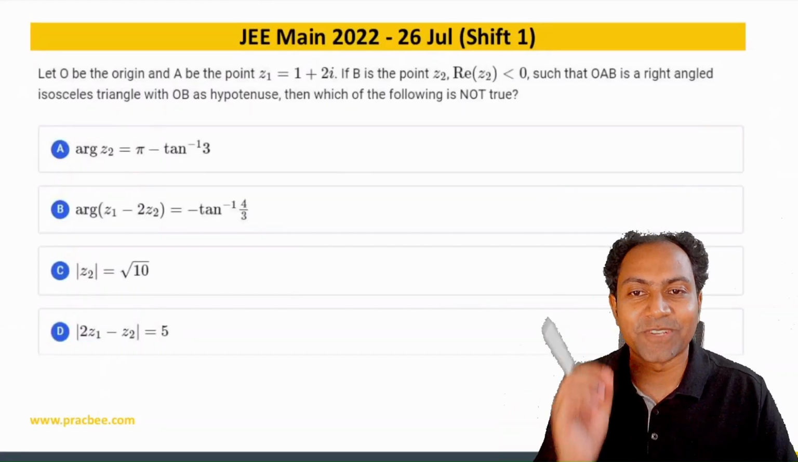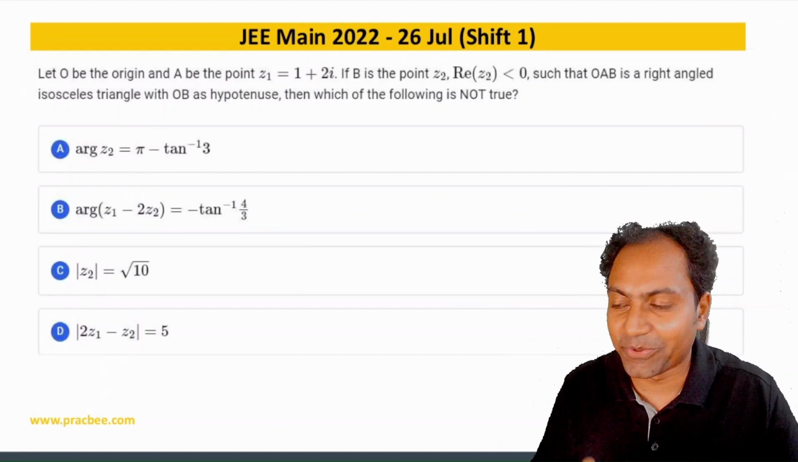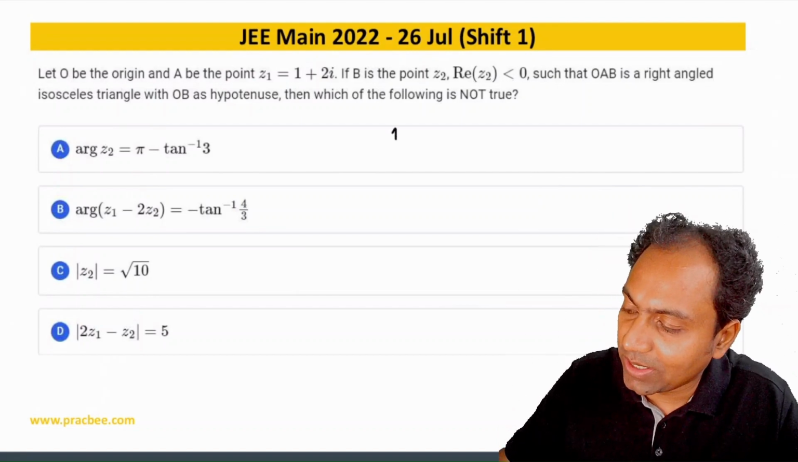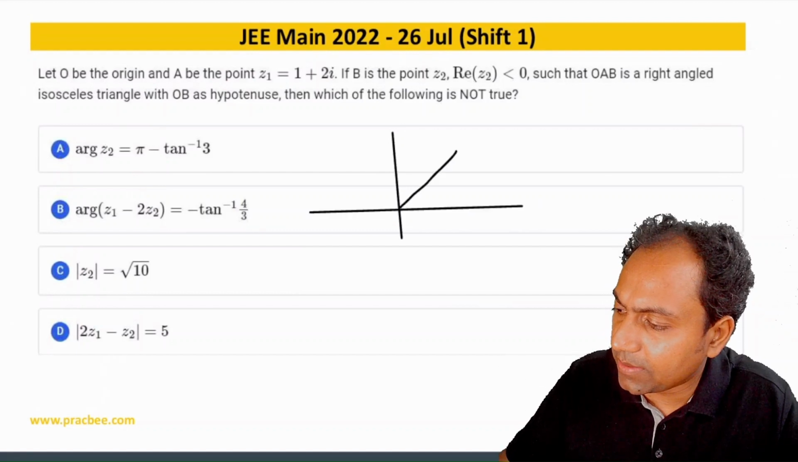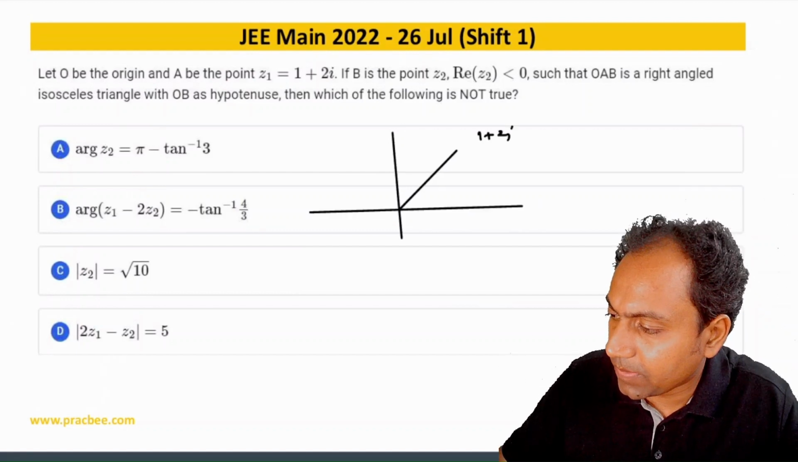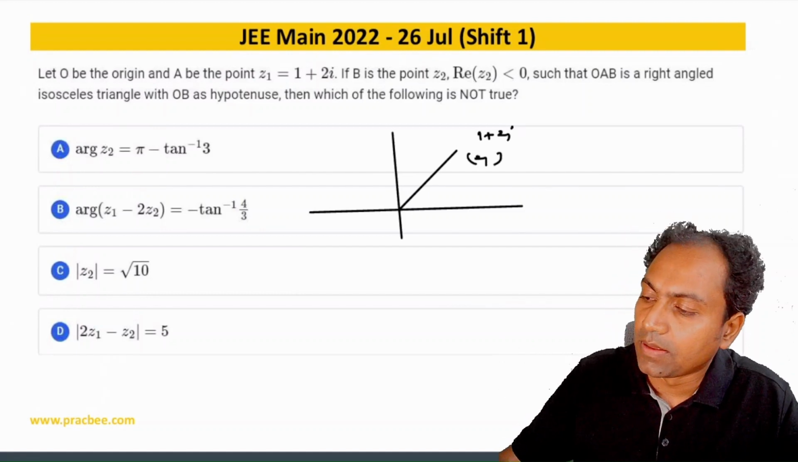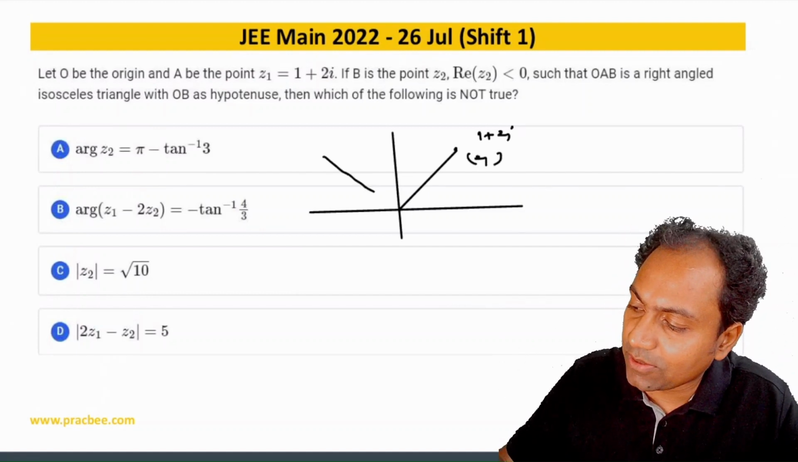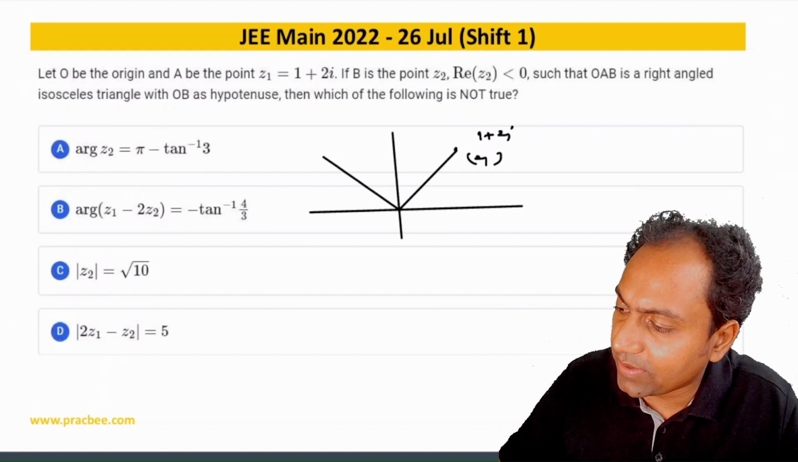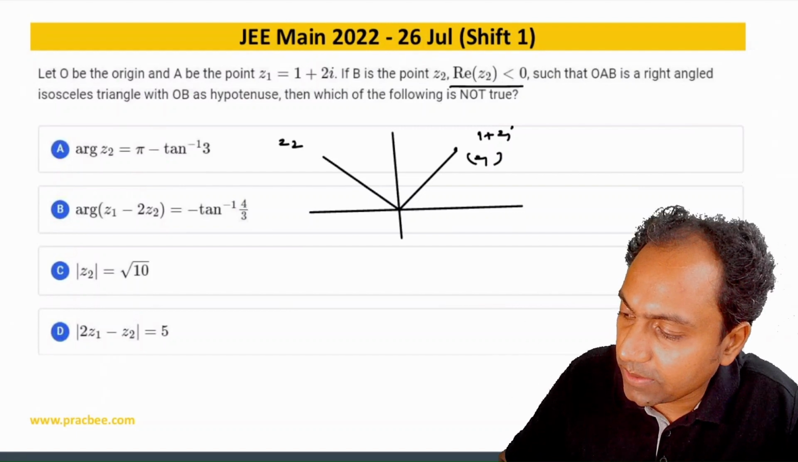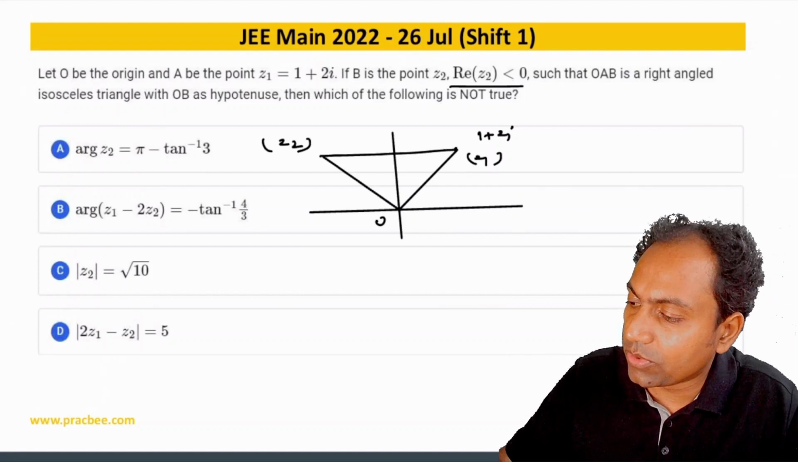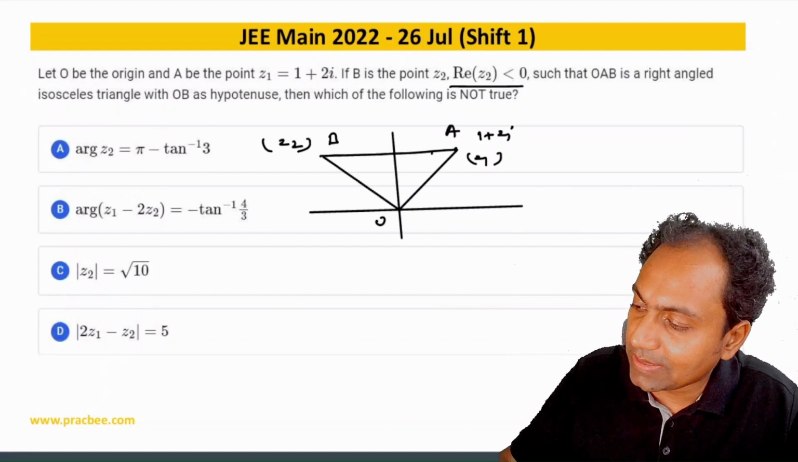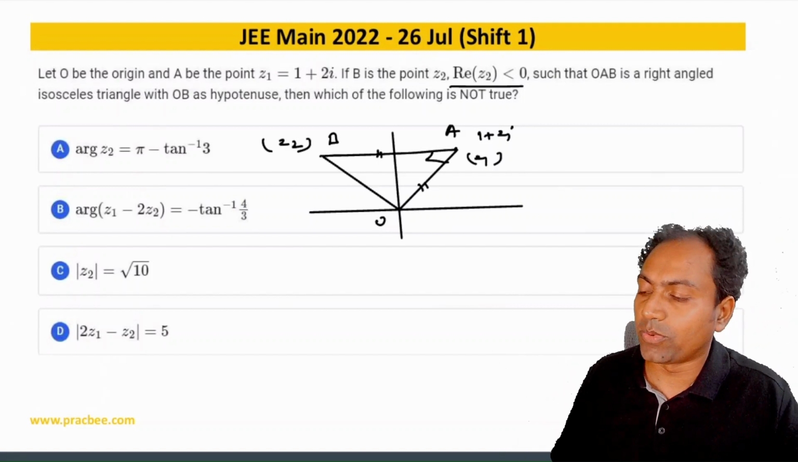Now let us look into this first question based on rotation that came in 2022. If I draw a small diagram, the question says that there is a complex number Z1 and the value is 1 plus 2i. And this is your complex number Z1. Now there is another complex number Z2 in the second quadrant, because they have given that the real part of Z2 is smaller than 0. If I join, this is O, this is A, this is B, and this angle is given as 90 degrees, this is the hypotenuse and this is an isosceles triangle, so OA is equal to AB.